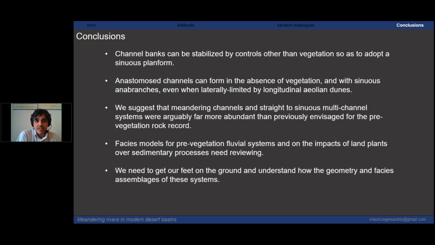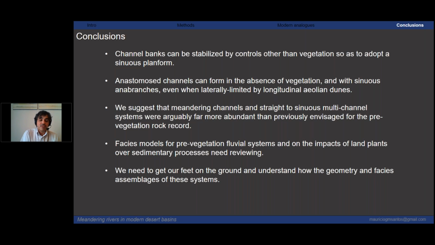Channel banks can be stabilized by controls other than vegetation, so as to adopt a sinuous planform. Anastomosed channels can form in the absence of vegetation and with sinuous anabranches, even when laterally limited by longitudinal aeolian dunes. We suggest that meandering channels and straight to sinuous multi-channel systems were arguably far more abundant than previously envisaged in pre-vegetation systems.